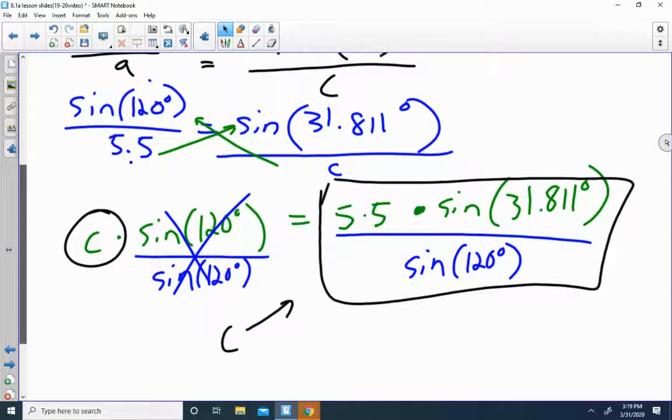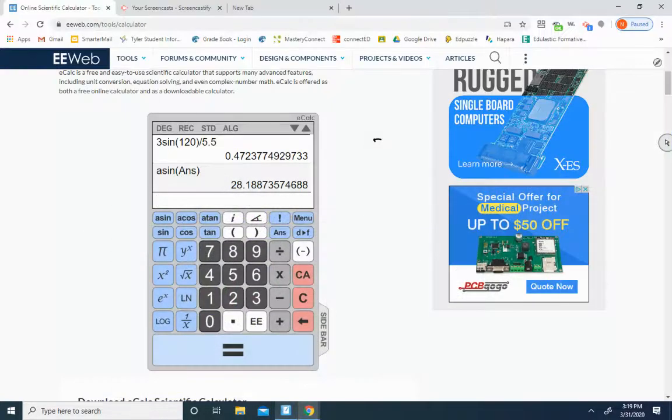So 5.5 times sine of 31.811, close parentheses, enter. But we're not done yet. We still got to divide by sine of 120 degrees. So take the previous answer, divide by sine 120, and there you go. Little c is going to be equal to 3.3476, which rounds to 3.348.